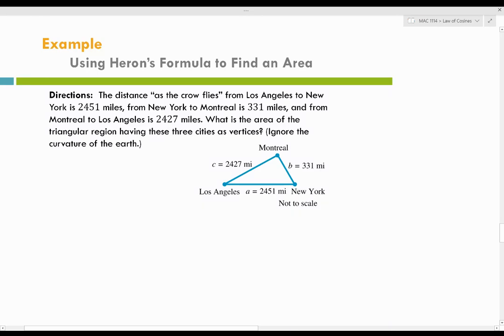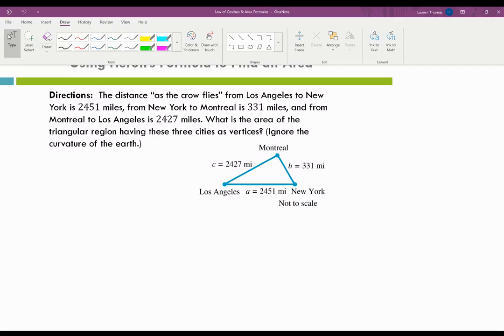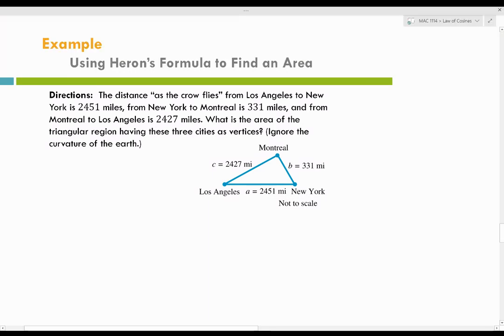Okay, so they've given us this picture and they've drawn it as a triangle, and they've labeled the three sides. So they are interested in what is the area that is covered by this crow if he flies to these three cities. Heron's formula said if we know our three sides, we can tell what the area is going to be of this triangular region. All right, so the first thing we're going to need to do is find the semi-perimeter.